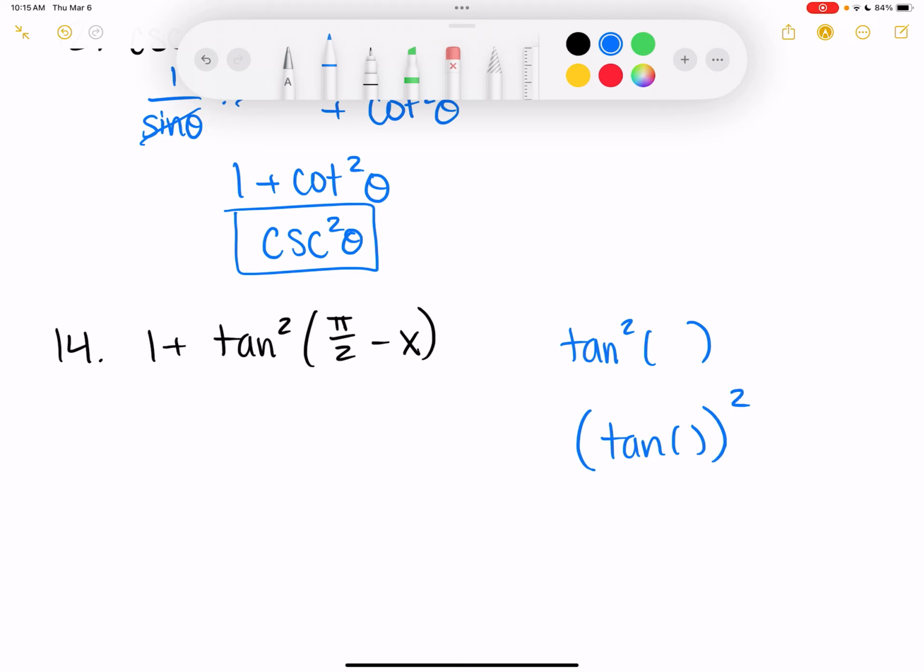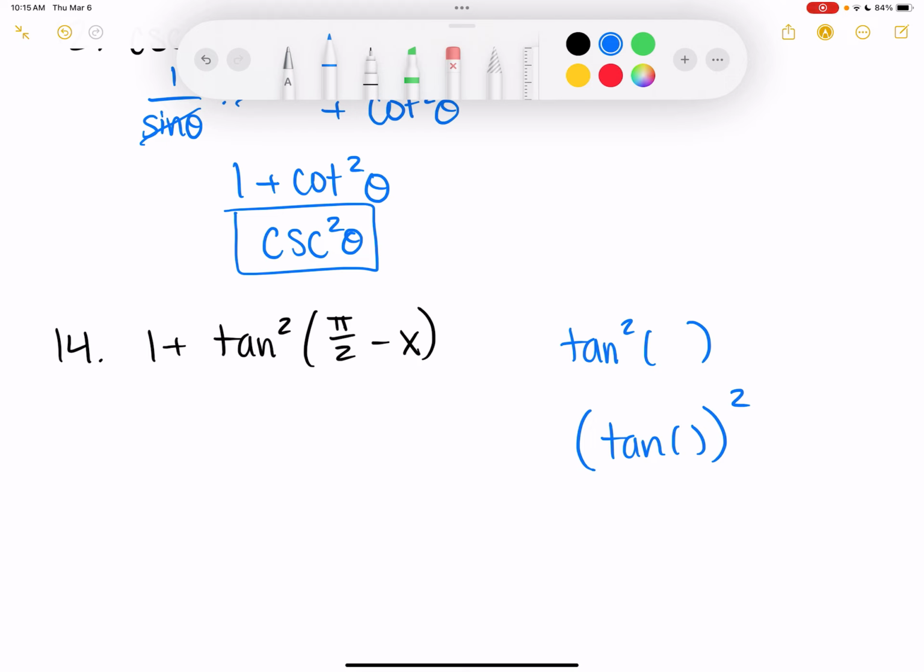Basically, I'm going to think about this as what is the tangent of pi over 2 minus x? Does that work for all the functions or just tangent? All the ones that are squared. Okay. Because there's an identity for tangent of pi over 2 minus theta. It might say minus theta or it might say minus x, but we use x and theta interchangeably. So what does that tell us?